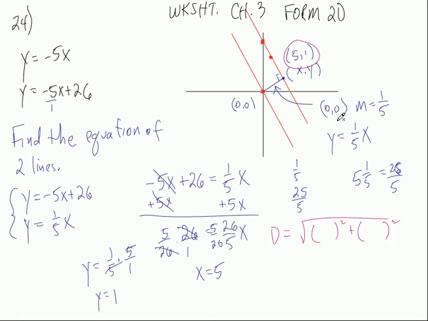Parentheses squared. So what is it? 5 minus 0, which is 5. 1 minus 0, which is 1. That's 25. That's 1. What is it? Square root of 26. Don't forget the square root, okay? And you just leave it like that, and you're done. That's all there is to it.